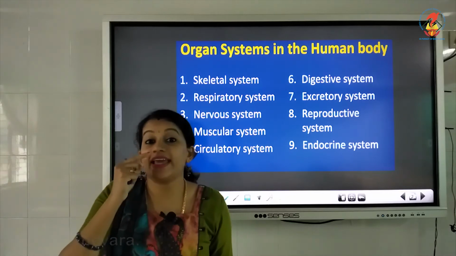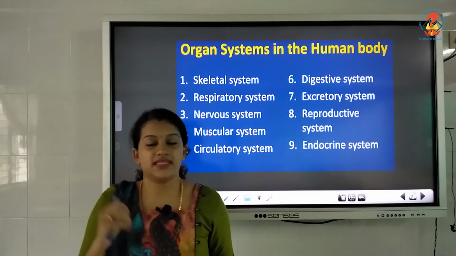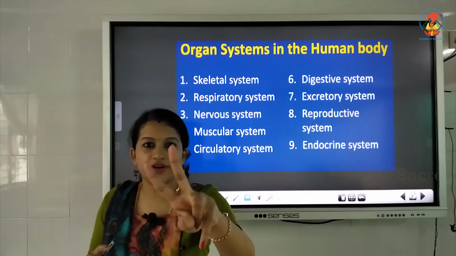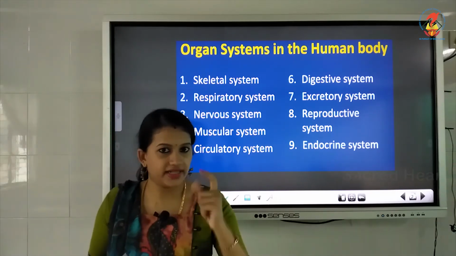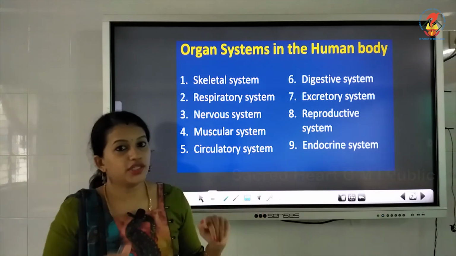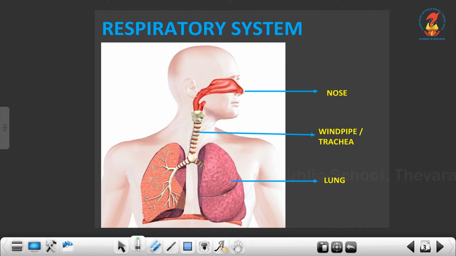So we are taking in air through the nose, and you know that the lungs are the organ involved in respiration. So, you already know the major two organs, the nose and the lungs. Then, you should also know one more organ, that is the windpipe. Children, just look at this picture that I have shown over here. In this picture, I have shown the respiratory system. I hope it is clear to you all.